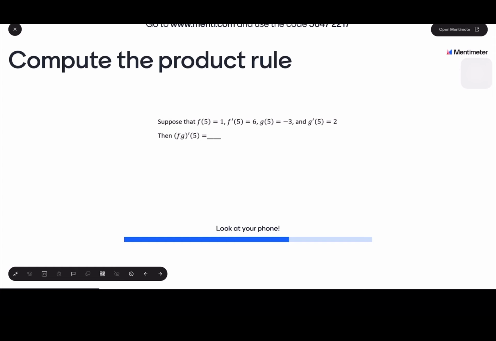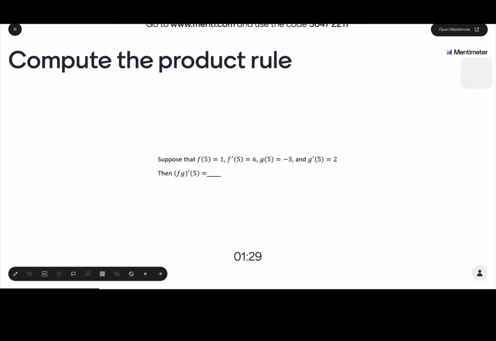Okay, compute the product rule, the derivative of f, g prime. Perhaps it's too fast, 1 minute and a half, but I think the number should be okay. So you're just solving the numbers. And remember the product rule.